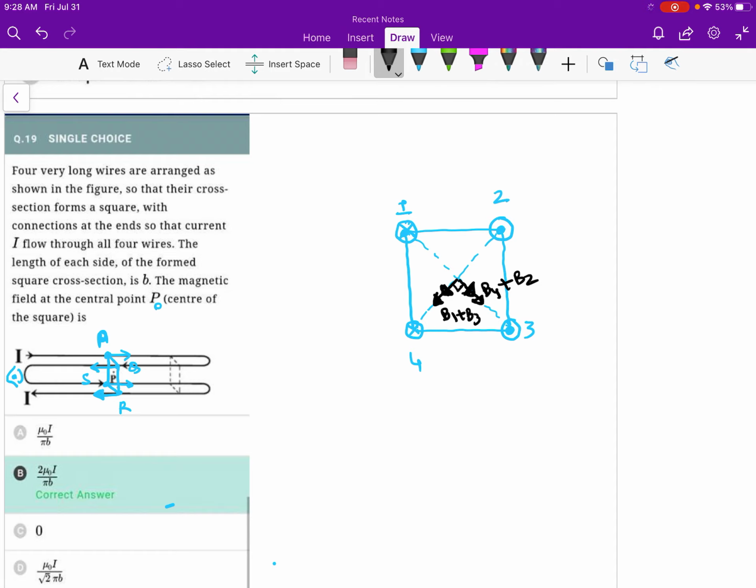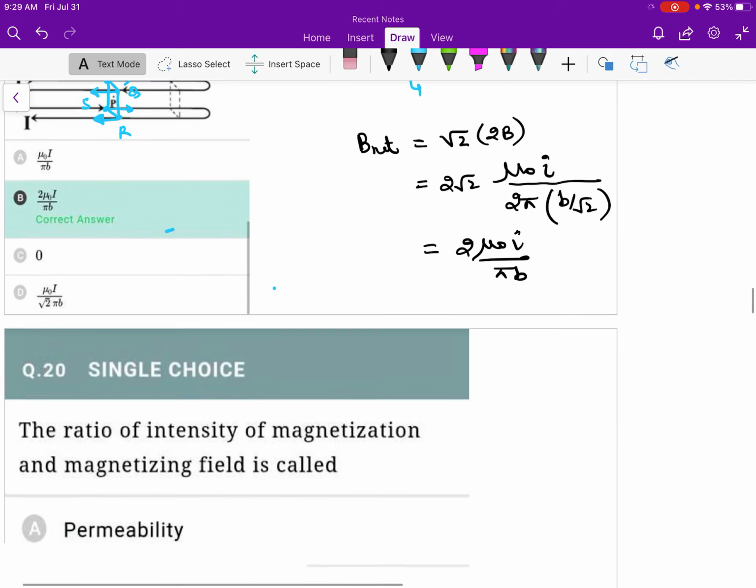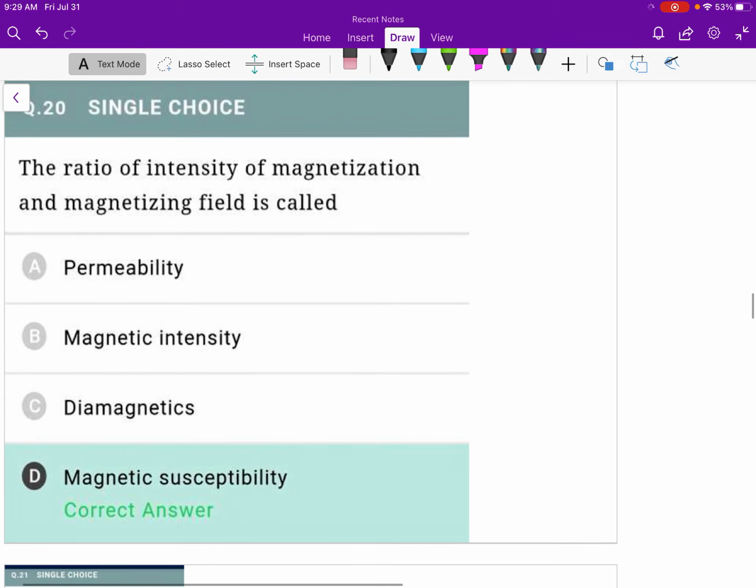So net magnetic field, see, this is 2B, this is 2B. So net magnetic field is root 2 times 2B. So that is 2 root 2 mu naught I upon 2 pi, and the distance is b by root 2. So that is 2 mu naught I upon pi b. So b is the correct option. This is a difficult question.